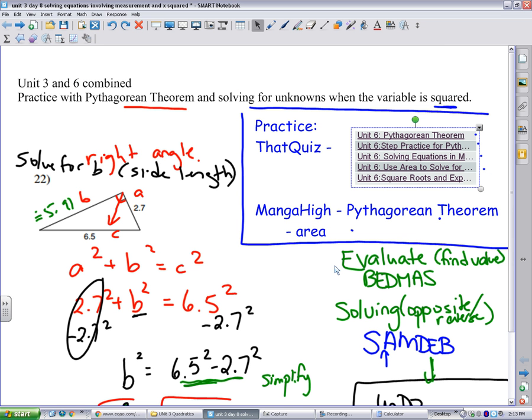And if we look at what I asked you to work on then, Pythagorean theorem, that's just straight practice. There's step practice if Pythagorean theorem is giving you difficulty. Solving equations and using area to solve, those are the ones that really are the big step that you want to be doing on your own. So let's see if I can just pull that up quickly.